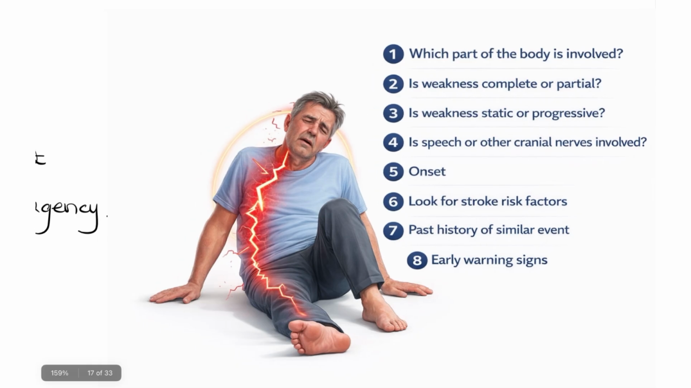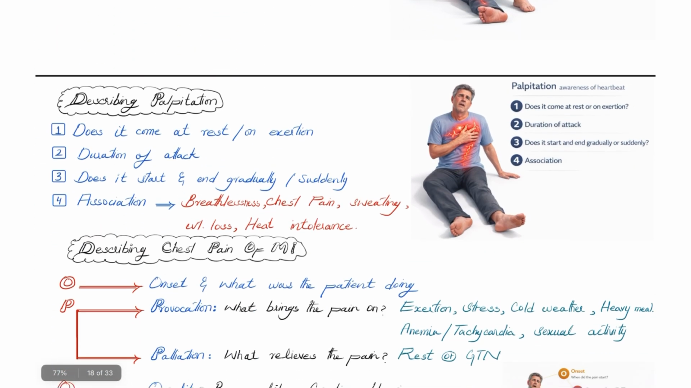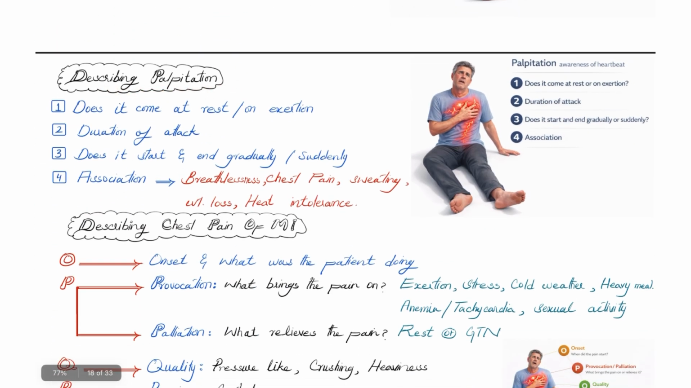Then describing palpitation. Palpitation means awareness of heartbeat. Ask whether it occurs at rest or on exertion. Ask about the duration of the attack. Does it start and end gradually or suddenly? And then association with breathlessness, chest pain, sweating, weight loss, and heat intolerance.